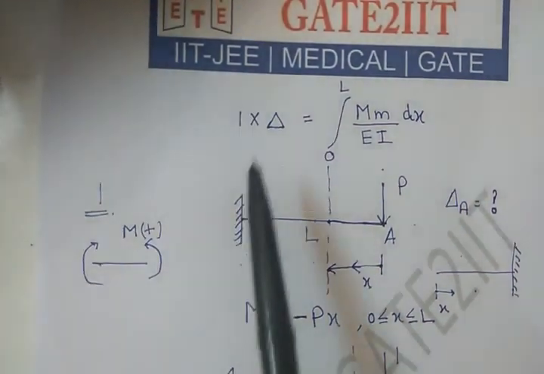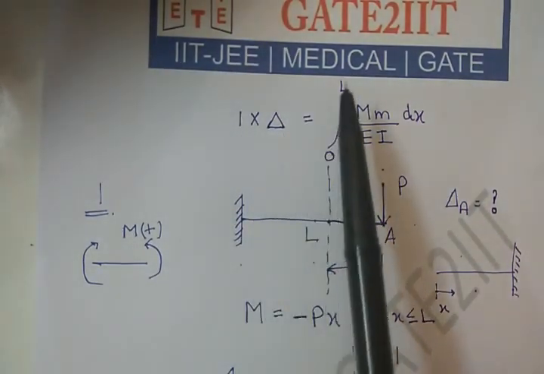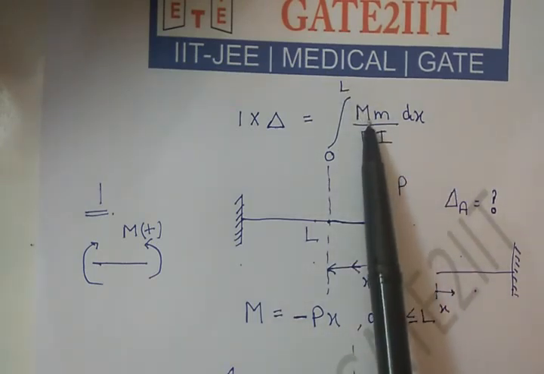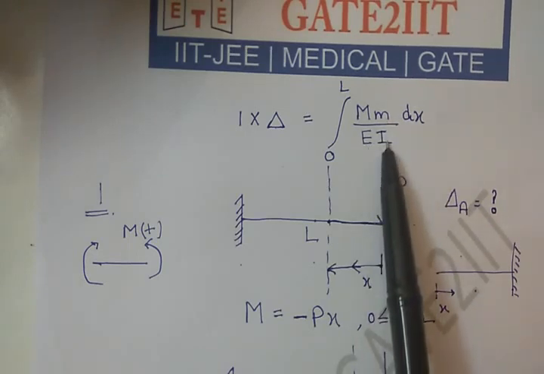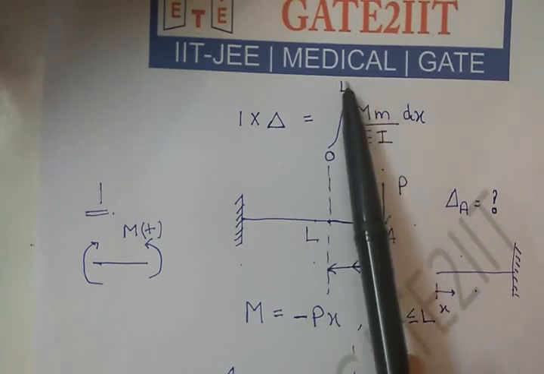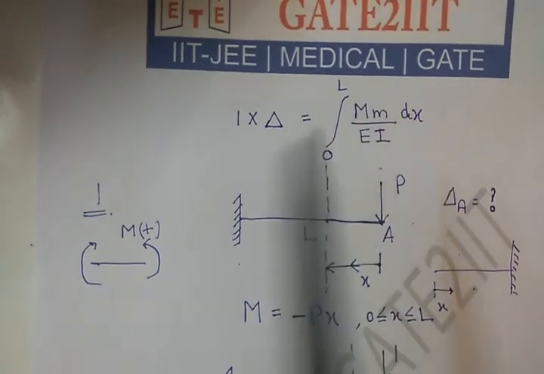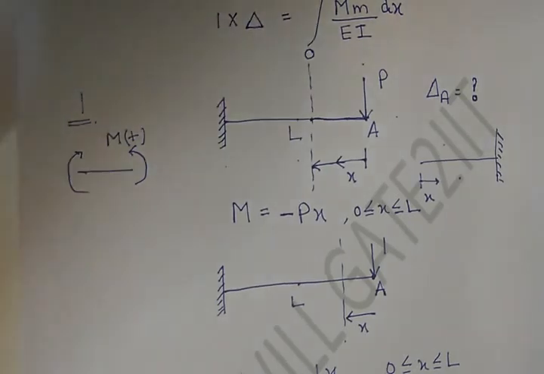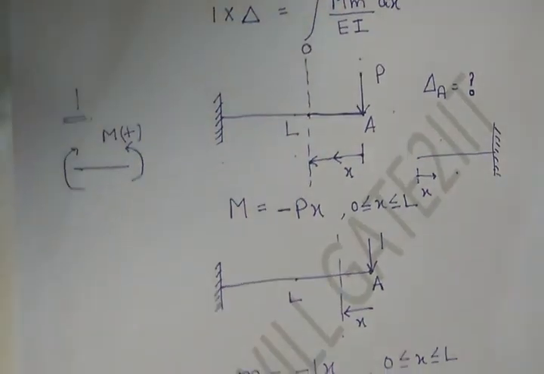1 into deflection equals the integration from 0 to L of capital M, small m, over EI, dx. So you have the capital M equation, you have the small m equation, and E and I values are not going to change for a particular beam, and you integrate this over the entire length. Alright, so capital M value is minus px, small m value is minus x. So let's substitute those values.